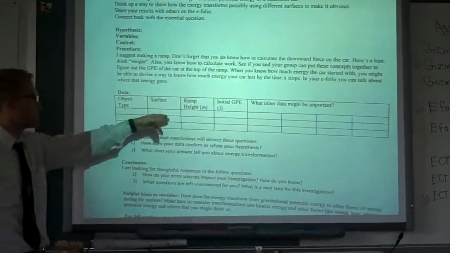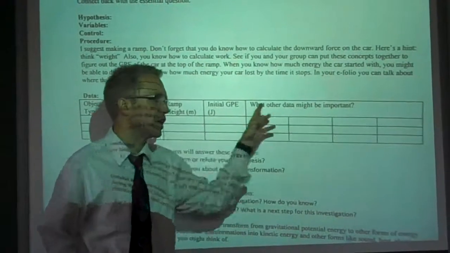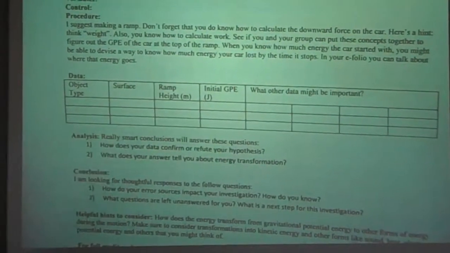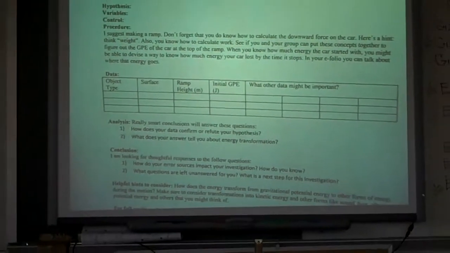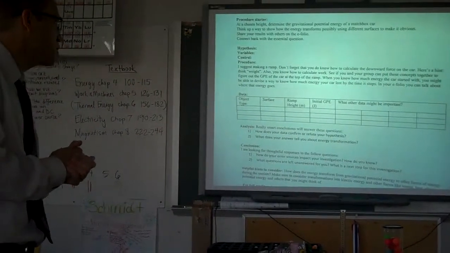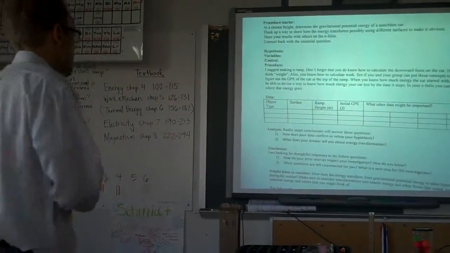The next picture is a data table. It has object type, surface, ramp height, initial GPE, and other potential data that we can put there. Analysis. Really smart conclusions will answer these questions. How does your data confirm or refute your hypothesis? What does your answer tell you about energy transformation?